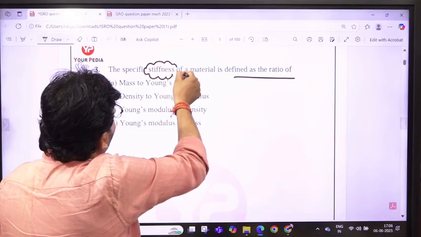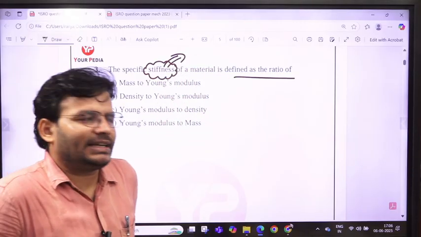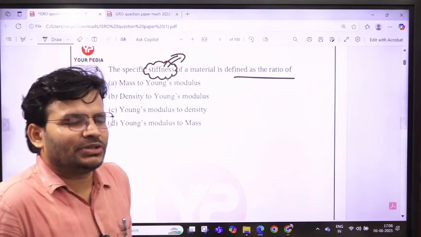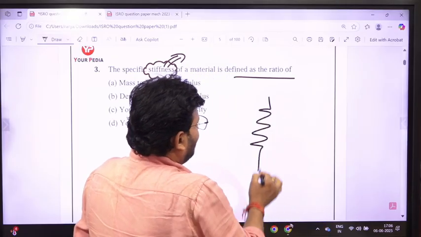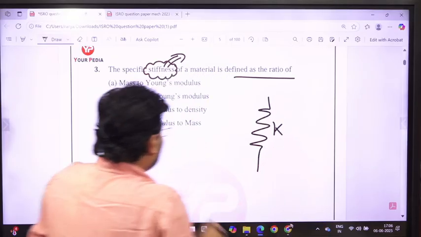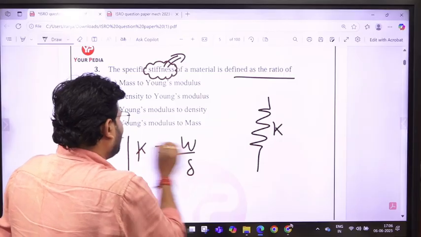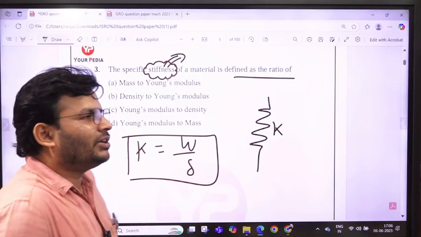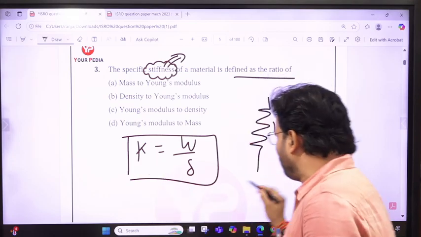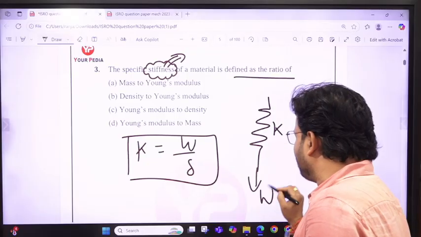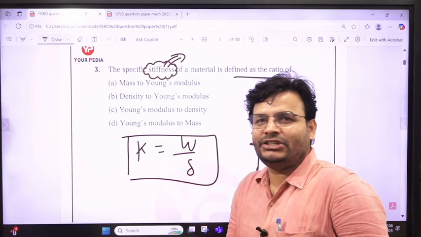Okay, what do you mean by stiffness? Anybody? In the spring, you might have studied, or I will teach you in the class. Stiffness is basically, this is the spring, let's assume, and its stiffness is K. So what is K? K is the load required per unit deflection. Suppose the deflection is 1, so K is equal to W, and you apply the W, right? So the load required for unit deflection is known as stiffness.